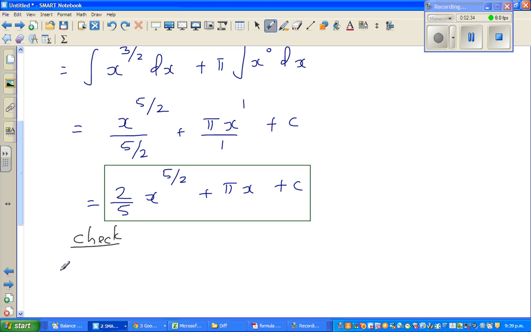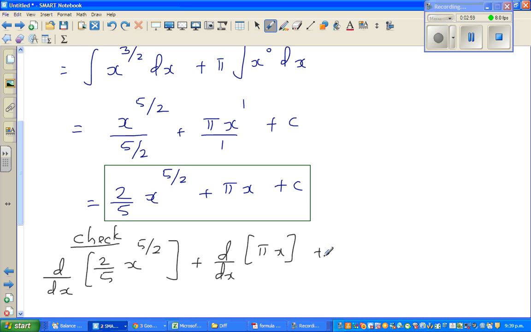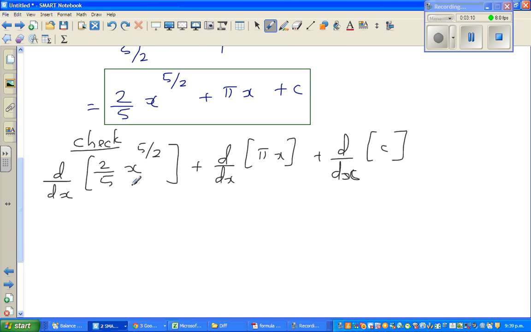I'm going to use the differentiating operator d by dx on each element of the function. So 2 fifths x to the power 5 halves plus d by dx, I'm using the operator on each of them, so pi x plus d by dx of c. So in differentiation, what you do is you drop the power down and decrease the power by 1. So this is 2 fifths times 5 halves times x to the power, you decrease this by 1, so 5 halves minus 2 halves is 3 halves.